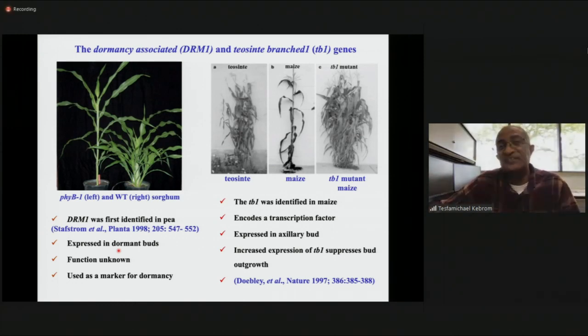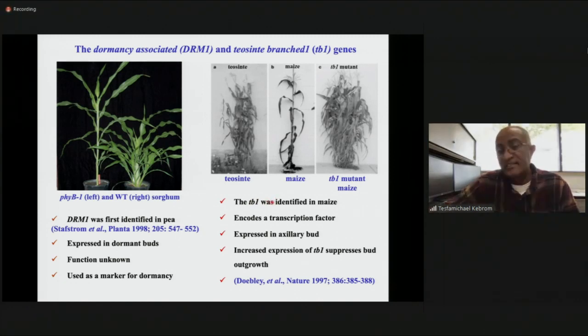What it means is that if I have a bud, then by studying the expression of the gene, I can tell whether it is dormant or growing without any visible sign of growth or dormancy. So I identified this gene in sorghum, and I used it as a marker for dormancy in my research. The other gene is the teosinte branched 1 gene.